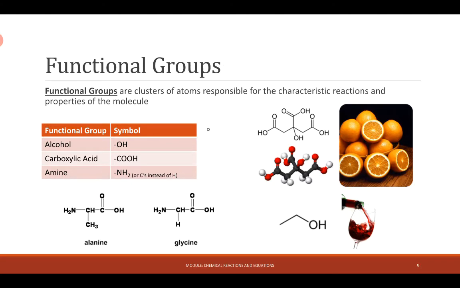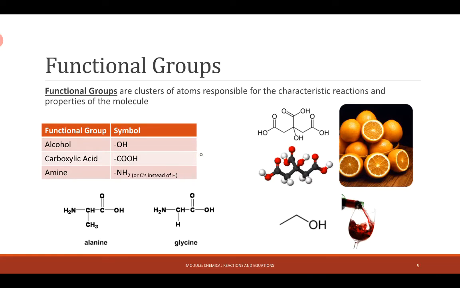All of our organic molecules can also have functional groups. Functional groups are clusters of atoms that are responsible for the characteristic reactions and properties of the molecule. And so it's these areas of the molecule that help dictate what chemical reactions happen, as well as what physical properties it has, such as its melting point, boiling point, and it will even contribute to the density of the substance. And so the functional groups that you're expected to recognize are alcohol groups, carboxylic acid groups, and amines, which are based on ammonia.